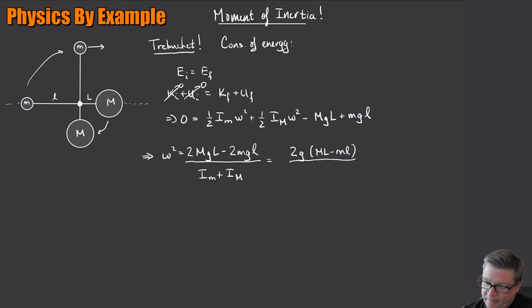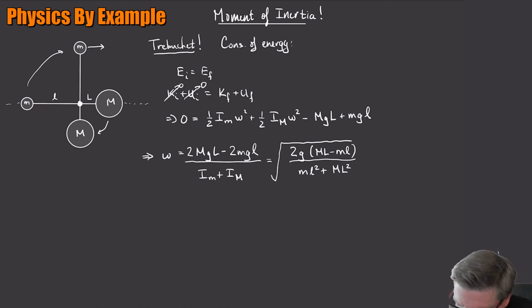And then on the bottom, what is the moment of inertia of the little mass? Well, it's just m little l squared. So it's going to be ml squared plus, for the big one, ML squared. There we go. So all I have to do now, and this is easy, is just take the square root.